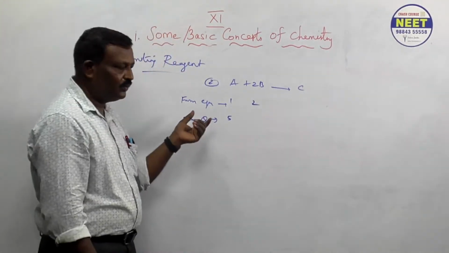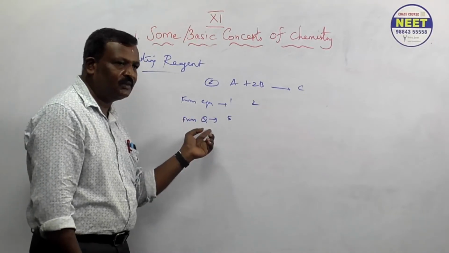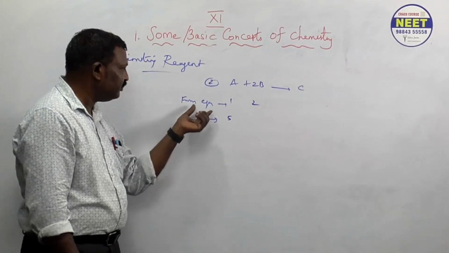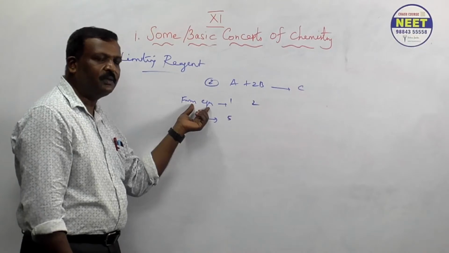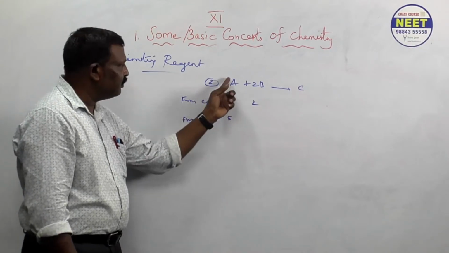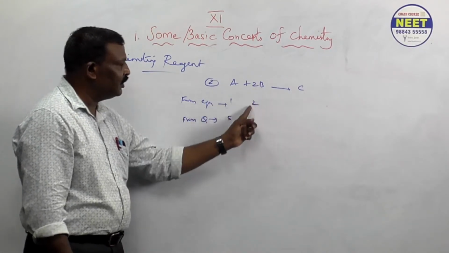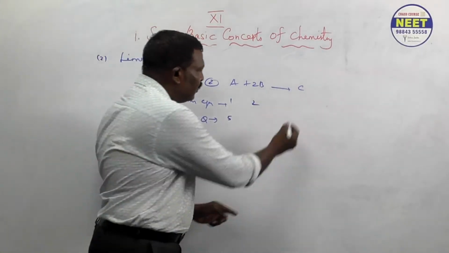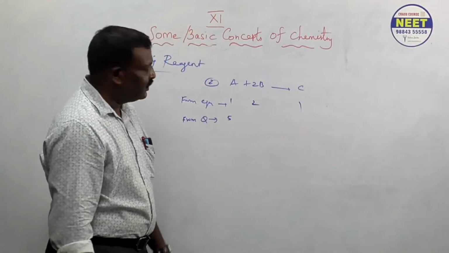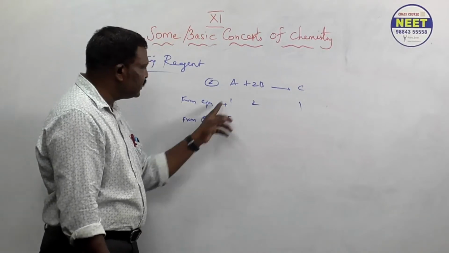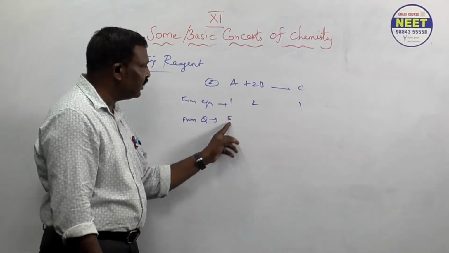Are you following? From the equation, from the question. What's the meaning of this? We are getting some information from the equation. How many mole? 1 mole. How many mole? 2 mole. How many mole? 1 mole. Are you following? Then come to the question. See the 5 moles of A.